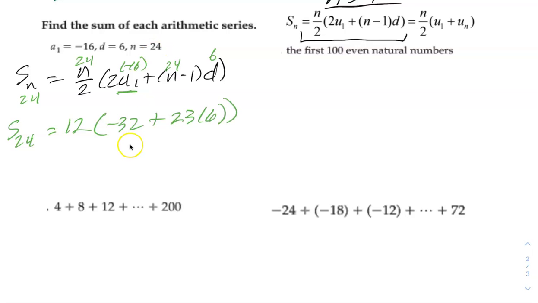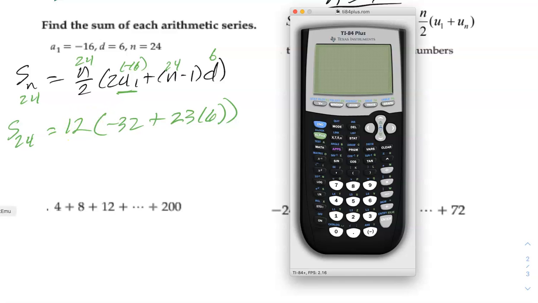Like that. Now, the only problem here is people get sloppy. We have to do this part first, parentheses first. So multiply this, add it to 32, and then at the very end, we can multiply by 12. Or you can put it in your calculator. These numbers are going to get kind of big eventually. So I go 12, negative 32, plus 23 times 6. Remember, it's prepared to follow order of operations. So 1272.